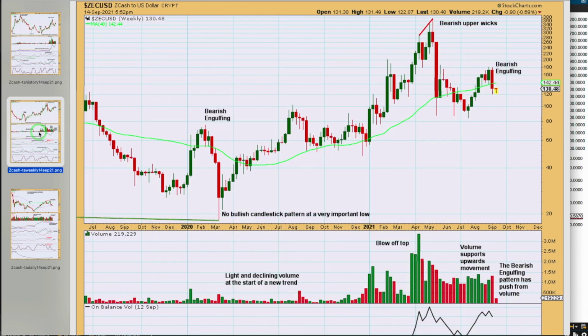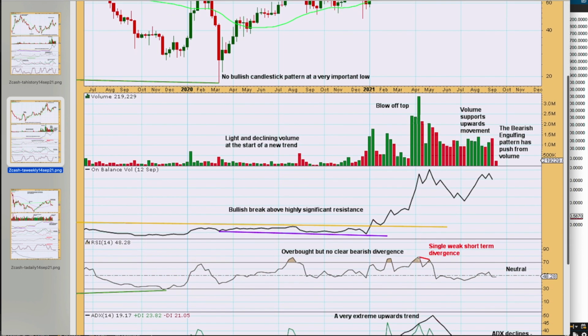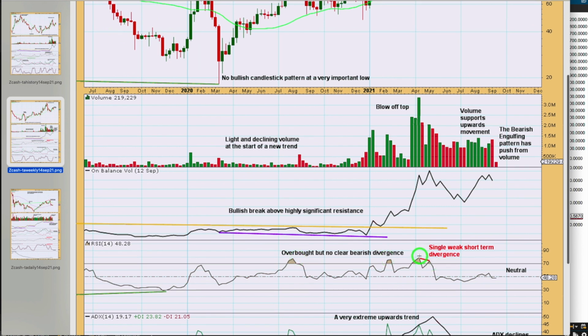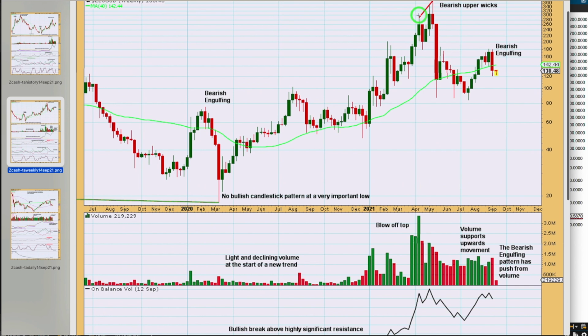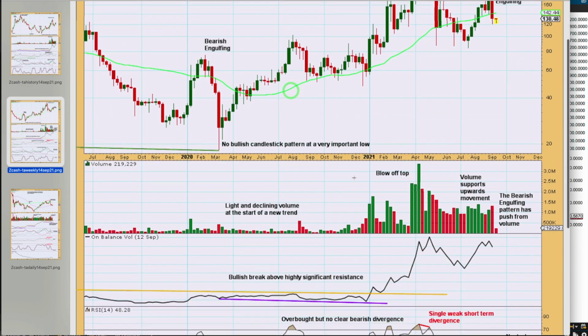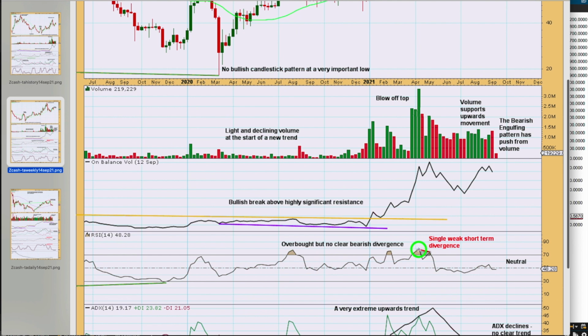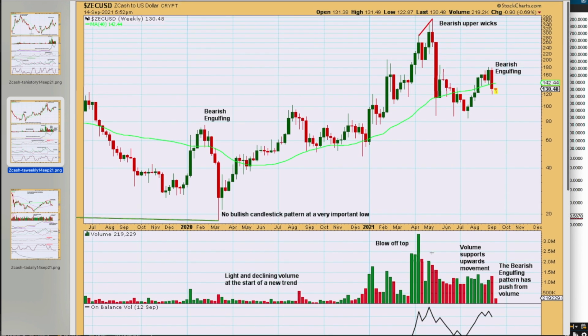Let's look at the current situation on the weekly chart. No bullish candlestick pattern here. There's a dark cloud cover here, and there's short-term bearish divergence between price and RSI, but between these peaks with RSI, up to this point, no bearish divergence between price and RSI, so that would have been rather difficult to pick. This one's difficult.